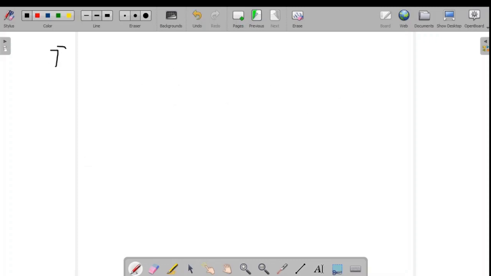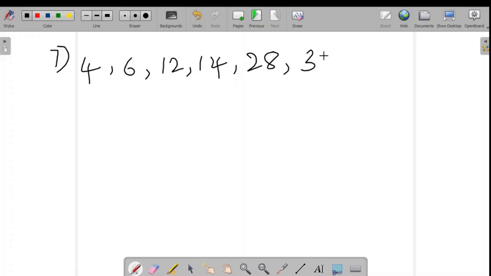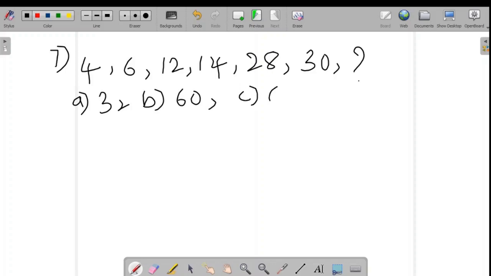Question number 7. 4, 6, 12, 14, 28, 30, question mark. Let us write the options. Option A is 32. Option B is 60. Option C is 62. Option D, 64.